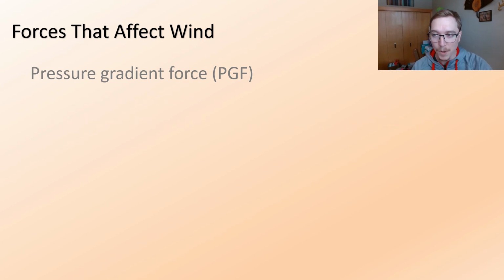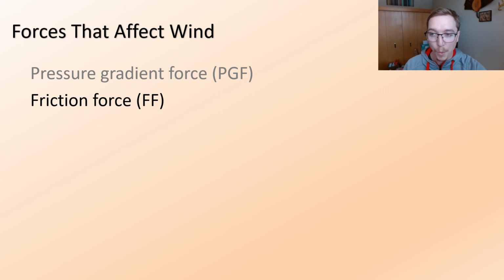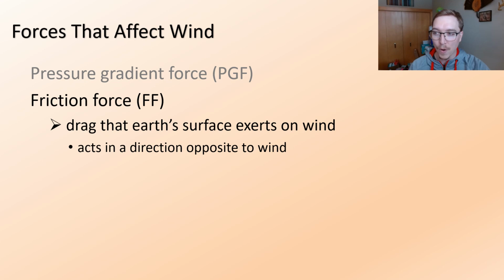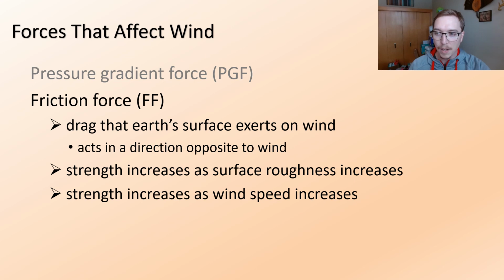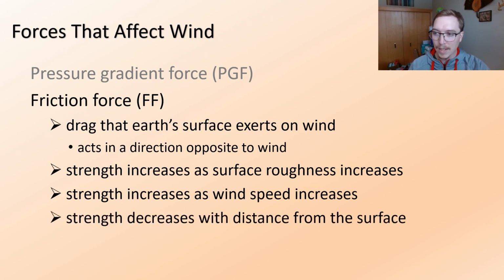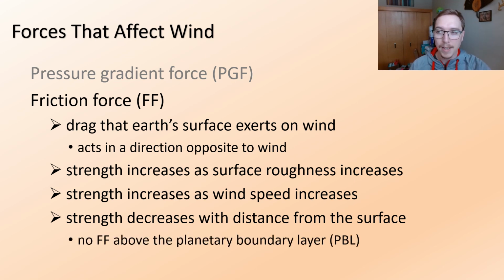The next major force affecting wind is the force of friction working against the wind. Earth's surface exhibits a drag force in the opposite direction to that the wind is blowing. The strength of that drag increases as roughness increases, it increases as wind speed increases, and it decreases with distance from the surface. No frictional force exists above what we call the planetary boundary layer. And we talked about that earlier in this semester, which is the portion of our atmosphere that's affected by the drag force from the surface. This is typically roughly 1 to 2 kilometers thick.